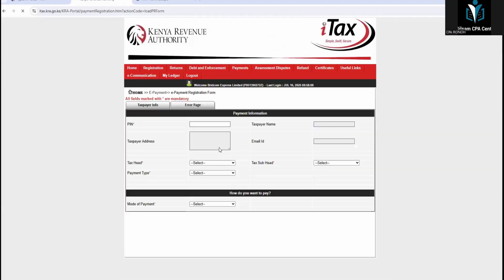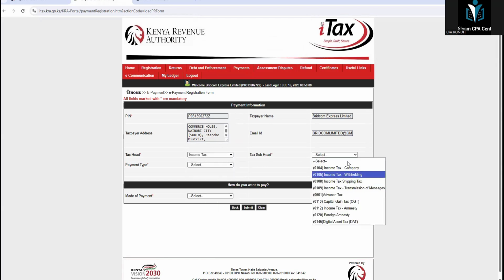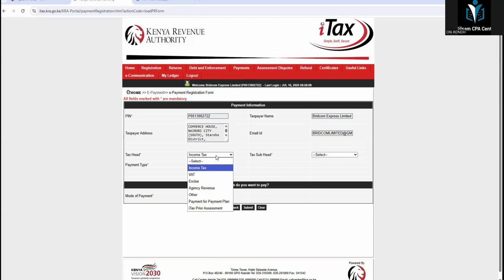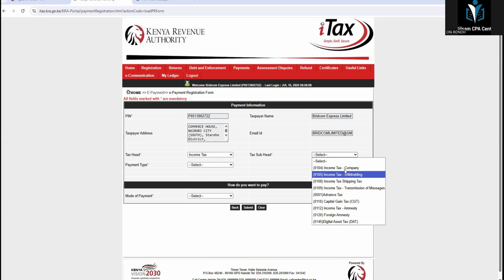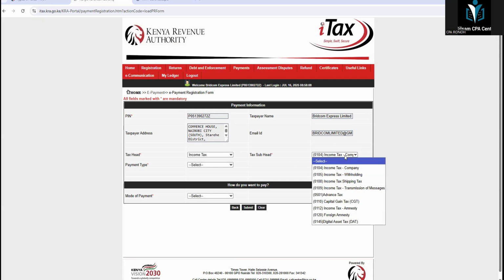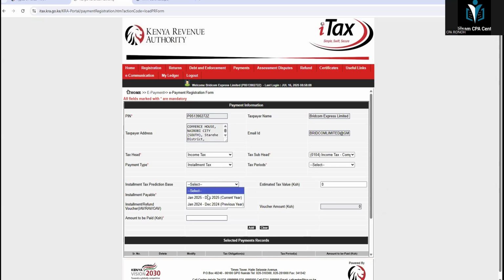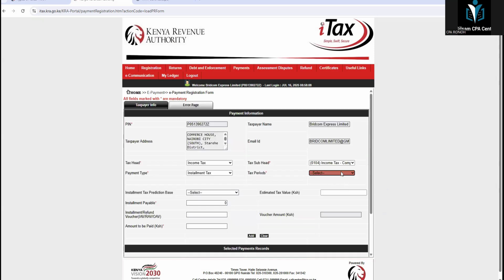Next again, here you use the income tax. And then income tax company, the mode is income tax. The payment mode is the installment tax. So if you select for this current period, also, you need to select for the current period here. For the current period, it will give you the estimated value.